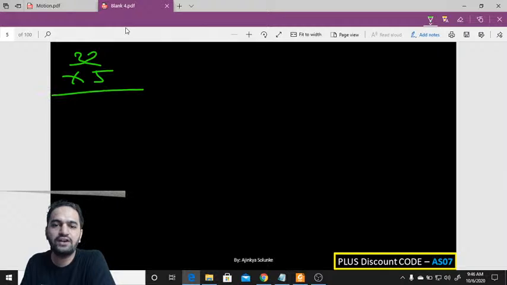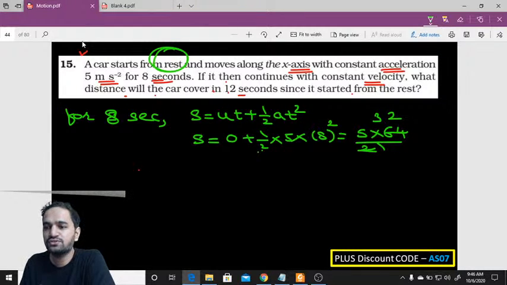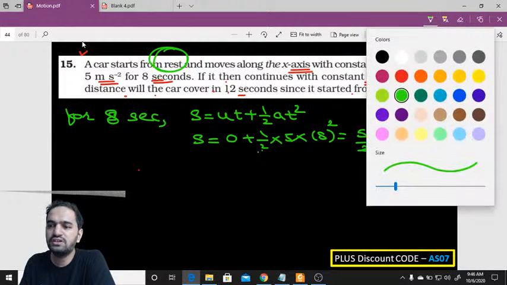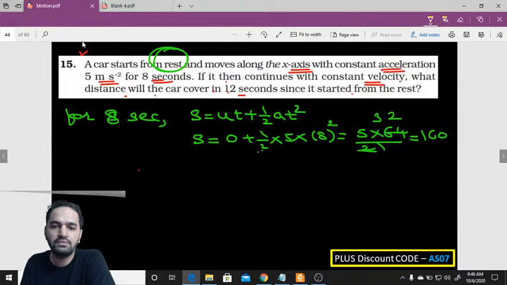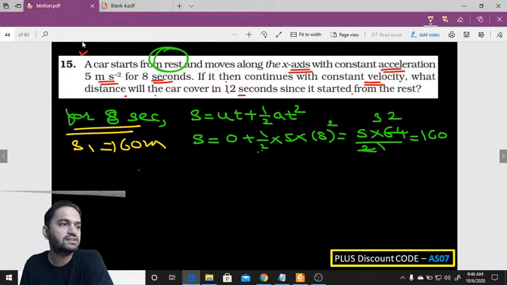32 into 5. 5 2s are 10, 1 carry, 5 3s are 15 plus 1 is 16, so the answer is 160. In the initial 8 seconds, the body has travelled 160 meters. Okay, I hope you are understanding this.